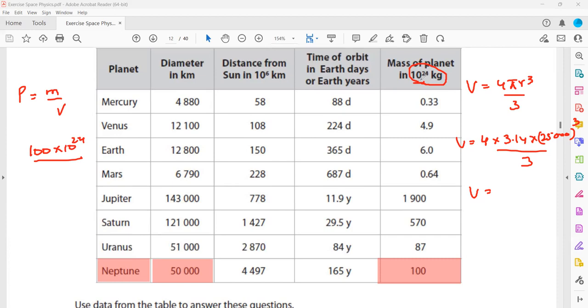It's given in the table that the mass is 100 exponent 10 power 24. What is the volume of the Neptune? Sir, it gives me 104 multiply 10 power 3. And what about others? Can you type your answer in the chat so I'll compare the values?